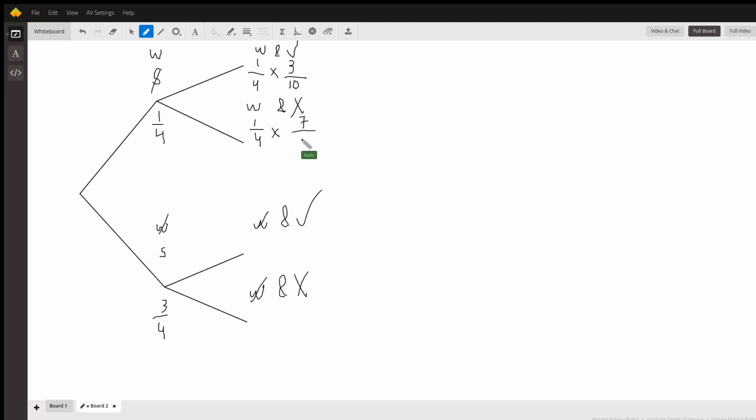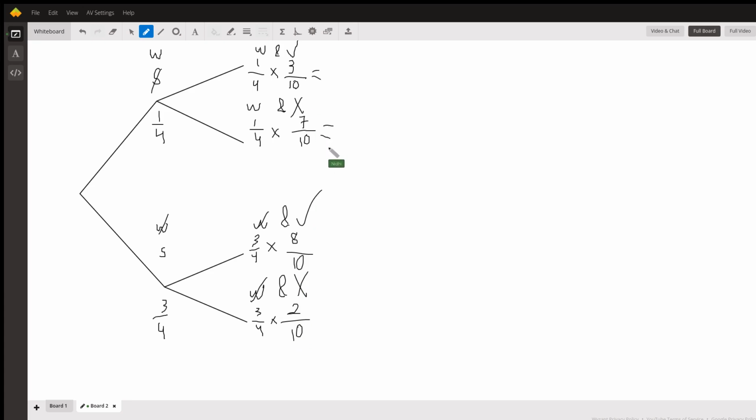And the reason we're doing that is that, again, either you get a good grade or you get a bad grade. So those are your only two options, so they have to add up to 100%. If this is 3/10, this has to be 7/10 so that it adds up to 1. And then following the same reasoning here, this is 3/4 and this is 3/4. And it says that if you do study, then you have an 80% chance of getting a good grade, which is 8 out of 10. And if this is 8 out of 10, this has to be 2 out of 10, following the same reasoning as before. It has to add up to 1.